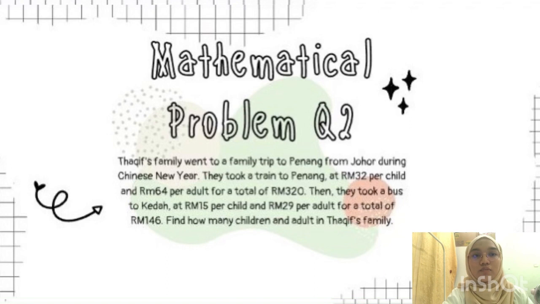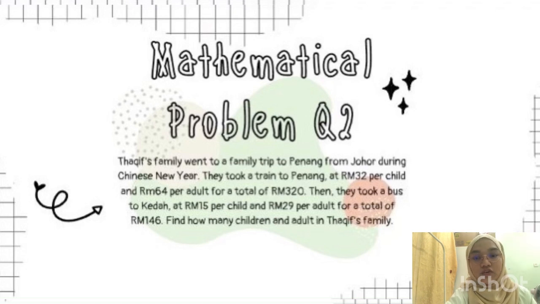Okay, thank you, Aida. My name is Fatin Nazifa, and next I'm going to present a mathematical problem and solution for question 2. The problem is about Takif's family who went on a family trip to Penang from Johor during Chinese New Year. They took a train to Penang at 32 ringgit per child and 64 ringgit per adult for a total of 320 ringgit. Then they took a bus to Kedah at 50 ringgit per child and 29 ringgit per adult for a total of 146 ringgit. And we need to find how many children and adults are in Takif's family.